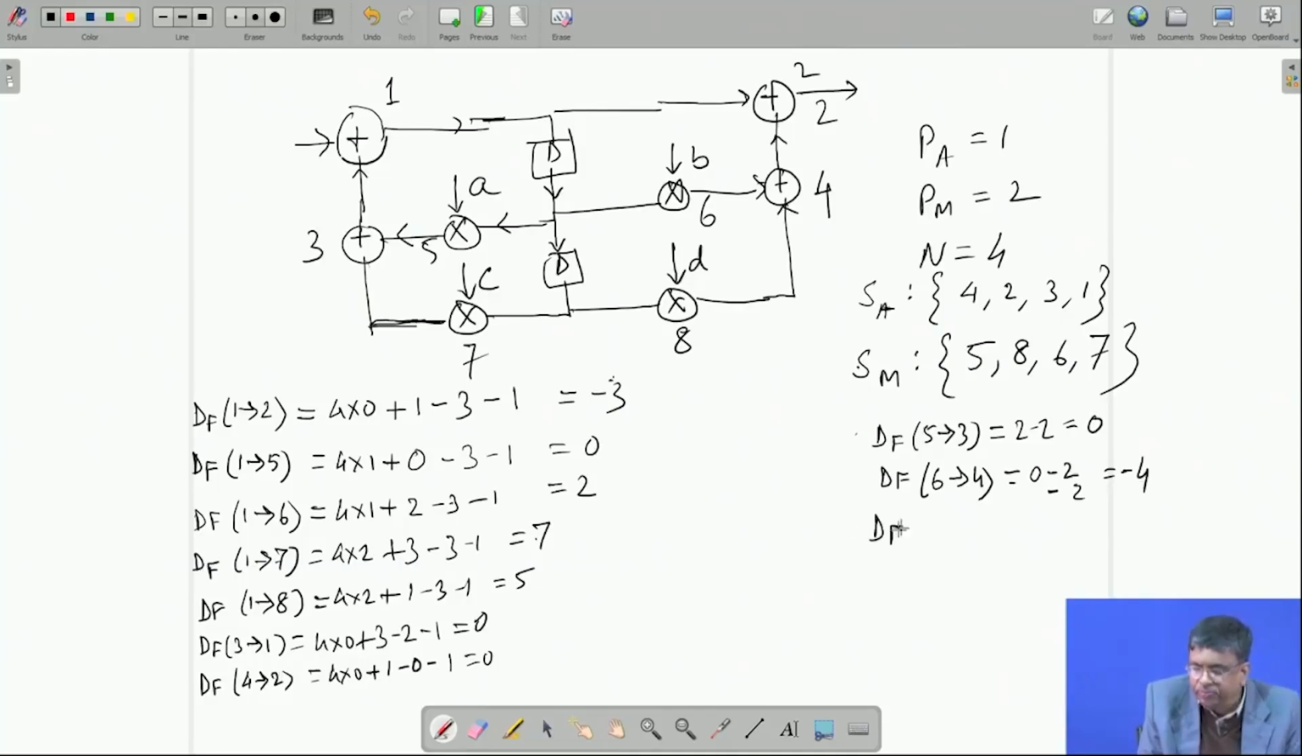Then DF 7 to 3. 4 into 0 plus 3 has a schedule 2, minus the schedule of 7, which is 3, minus 2, because the pipeline latch is 2 here. So, again I am getting a negative quantity, minus 3.